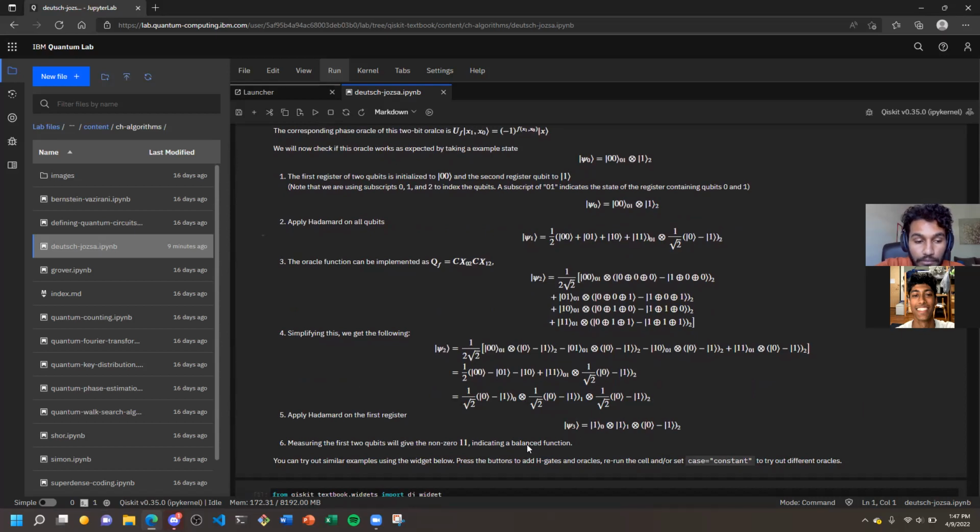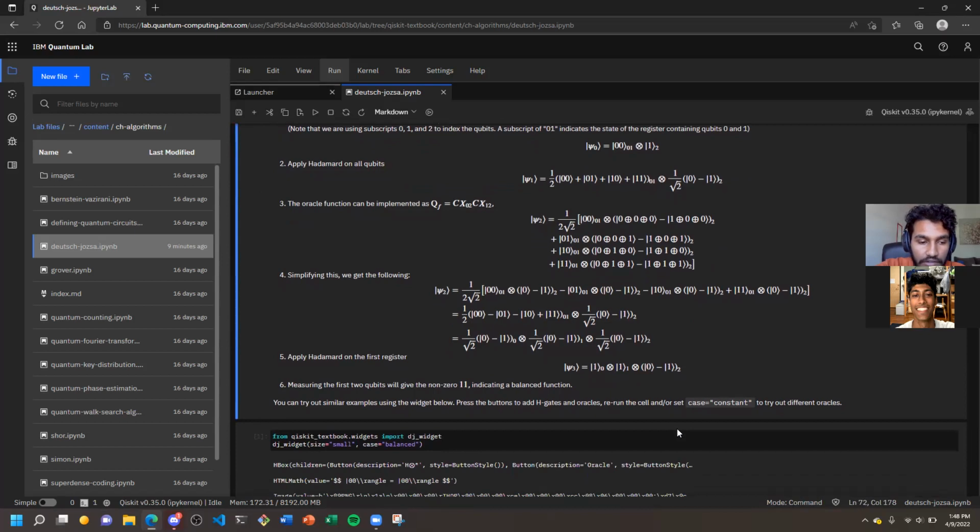That's the 2 qubit. And we can apply a Hadamard on the first register again to give us this identity. So we have qubit 0 is in the 1 state, qubit 1 is in the 1 state, and qubit 2 is still in the Hadamard state. So if we measure the first 2 qubits, measuring the first 2 qubits will give us the non-zero state 1, 1, indicating a balanced function. And you can try out similar examples using the widget below.